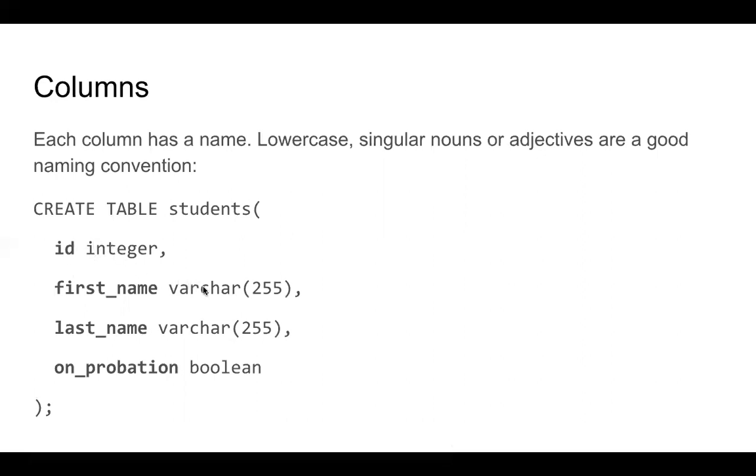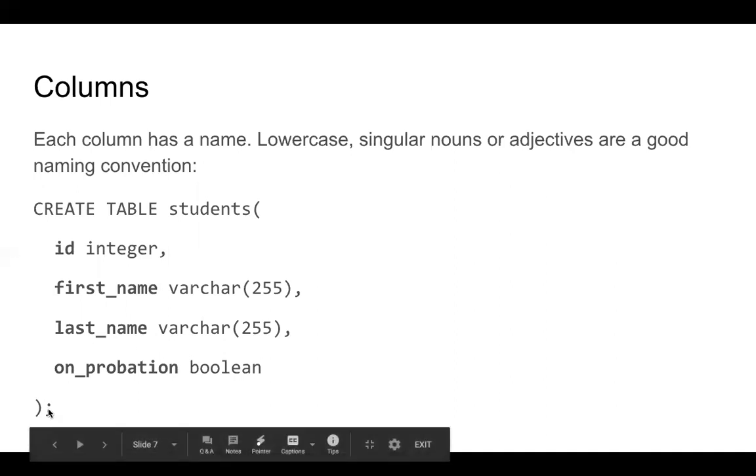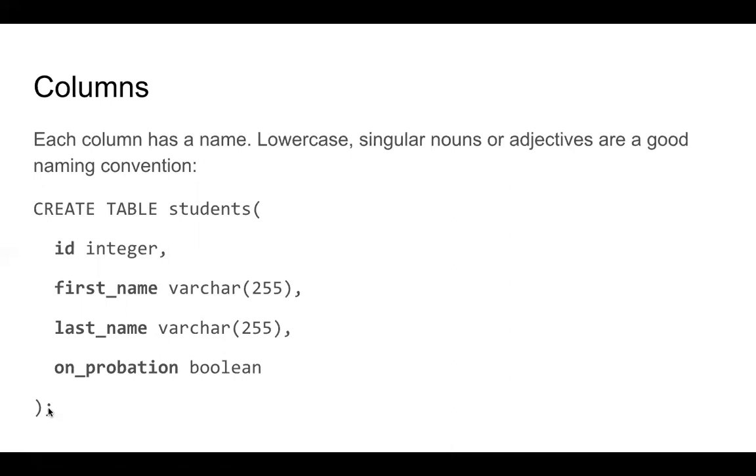First name is using something called varchar, which is essentially another word for a string. And you'd always say, okay, what's the maximum number of characters that would take? Which I think the highest value you can give it is 255 or maybe 260. So the first name and last name would both be varchars or strings. And on probation would be a Boolean. And then you always end every single SQL command with a semicolon. This isn't like JavaScript. It's not optional. There has to be a semicolon.